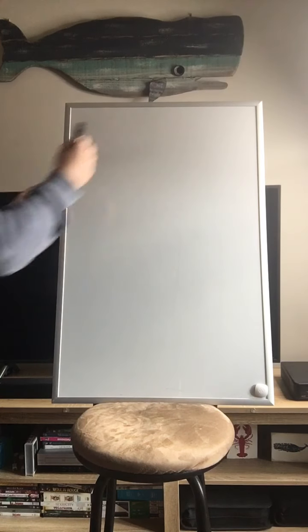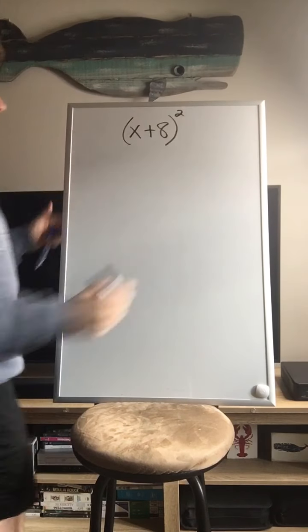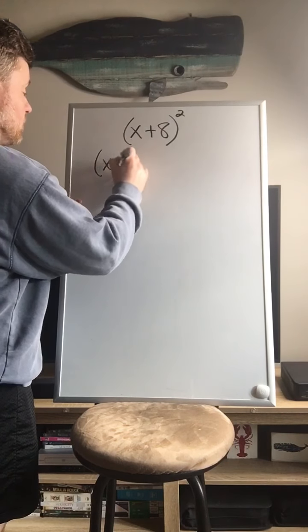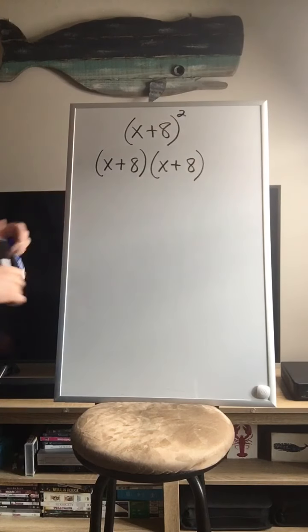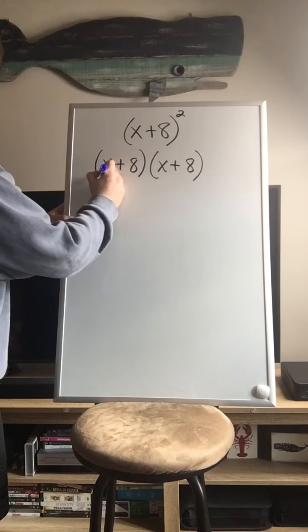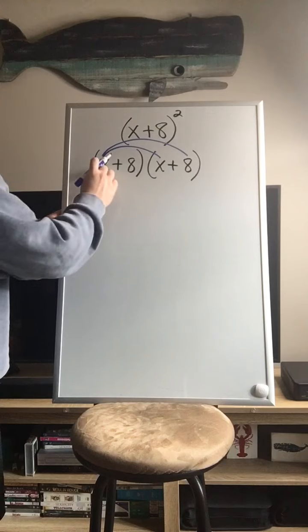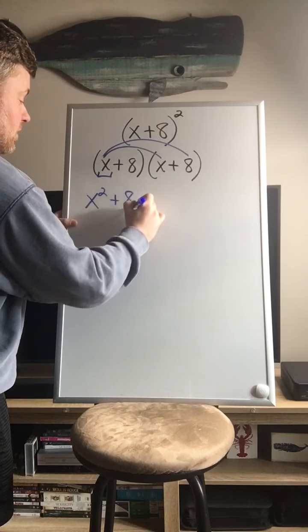So even if I just had (x + 8) squared. Again, sometimes people think I just square the x and I square the 8, and that's going to be my final answer, but that's not true. This means x plus 8 times itself. So again, if we use the distributive property, we take this x, we distribute it to the x, and we distribute it to the 8. x times x is x squared. x times 8 is 8x.